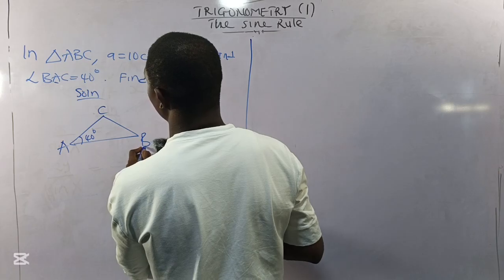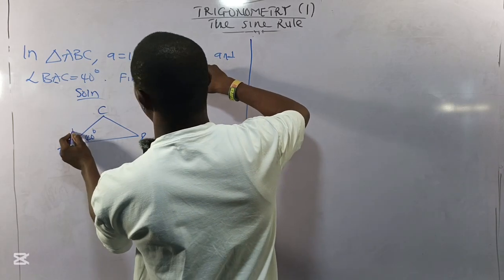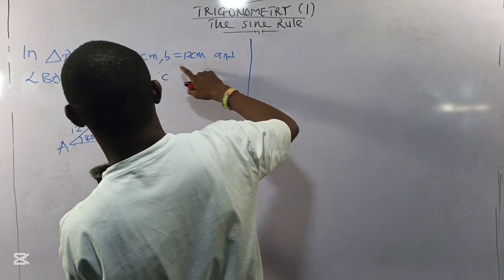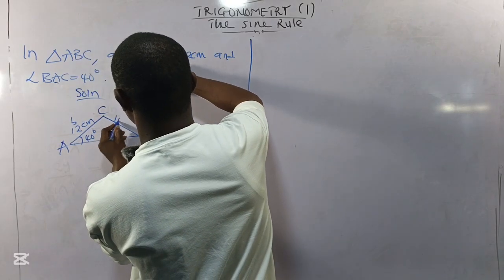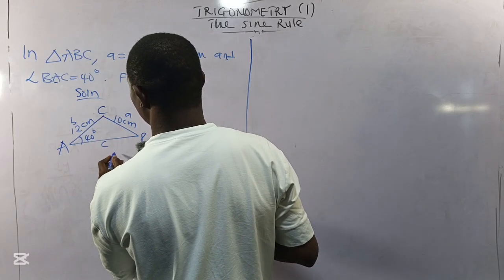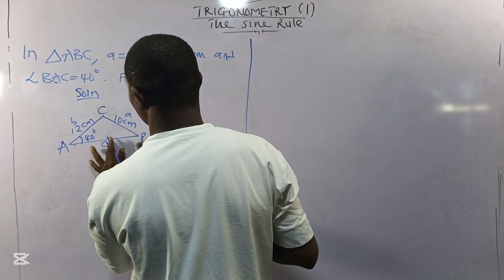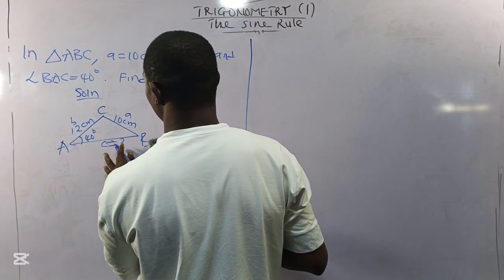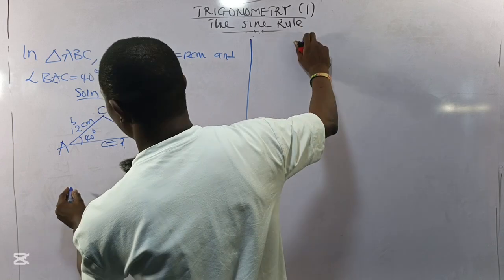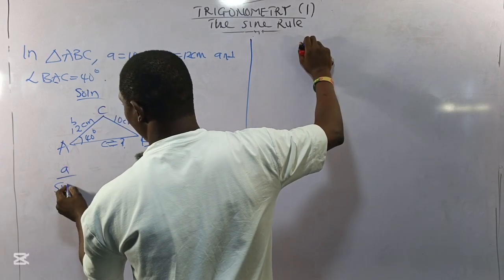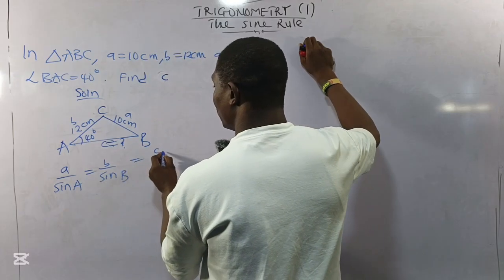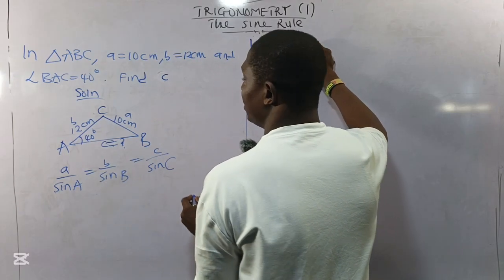And I have my side B to be what? 12 cm, and my side A to be equals to what? 10 cm. So I'm looking for C. C equal to what? Now let me write my relationship. A all over sine A is equals to B all over sine B equal to C all over sine what? C.